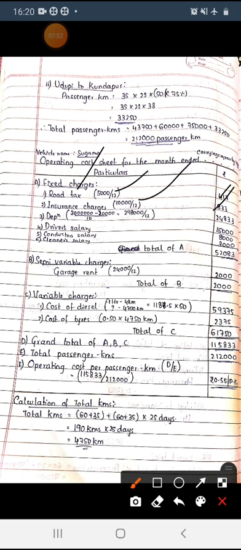Then depreciation. Or first you can write the depreciation also. Now you need to find the depreciation. How to find out the depreciation? Cost of the bus, how much? 30 lakhs, right? 30 lakhs minus scrap. Scrap is how much? 2 lakh 20,000.